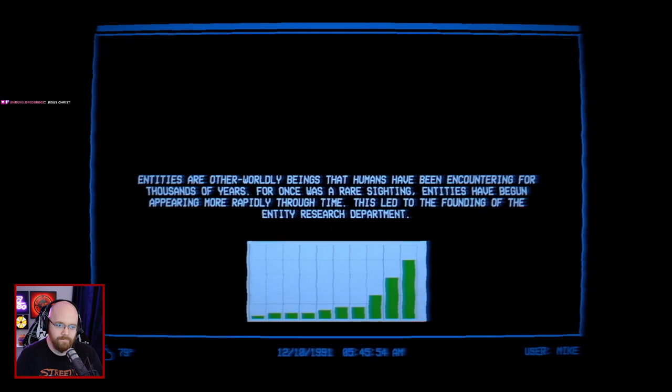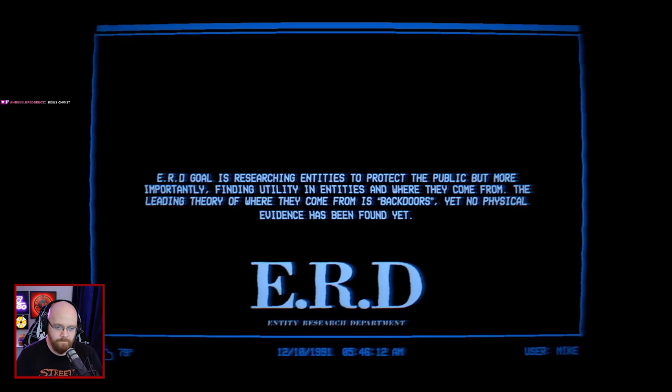Entities are otherworldly beings that humans have been encountering for thousands of years. Once a rare sighting, entities have begun appearing more rapidly through time. This led to the founding of the Entity Research Department. The ERD's goal is researching entities to protect the public, but more importantly, finding utility in entities and where they come from. The leading theory of where they come from is backdoors, yet no physical evidence has been found yet. Legally distinct from backrooms.